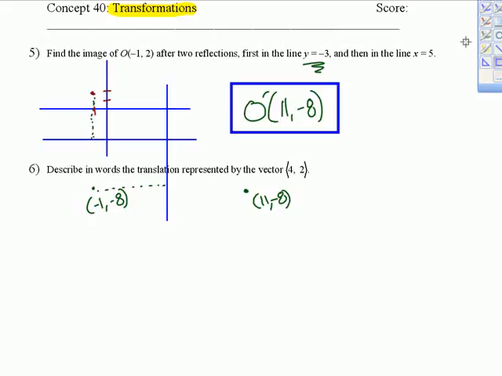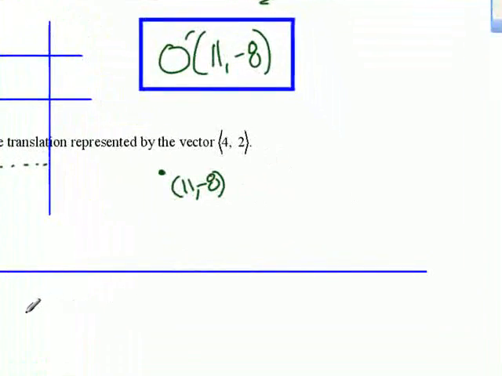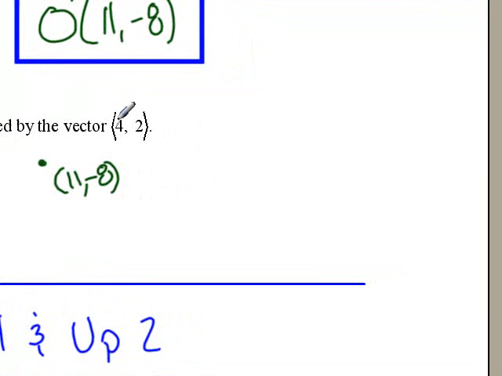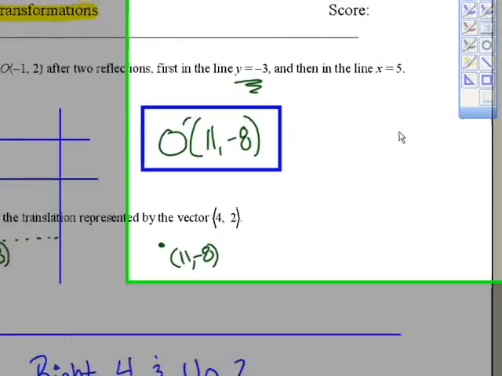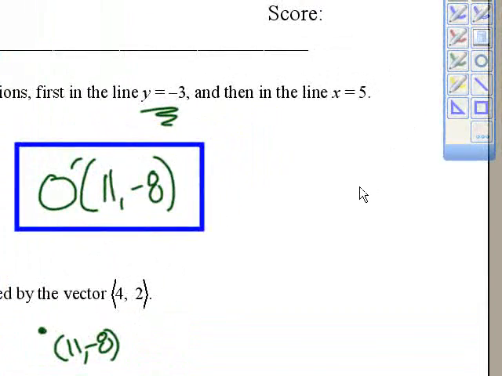Number 6 we'll do down here. It says, describe in words the translation represented by the vector 4, comma 2. A few guys got this right. What do we need to say? It actually goes right 4 and up 2. Yeah, it's just telling us how to move. Right 4 and up 2. So you'll get that one next time, right?